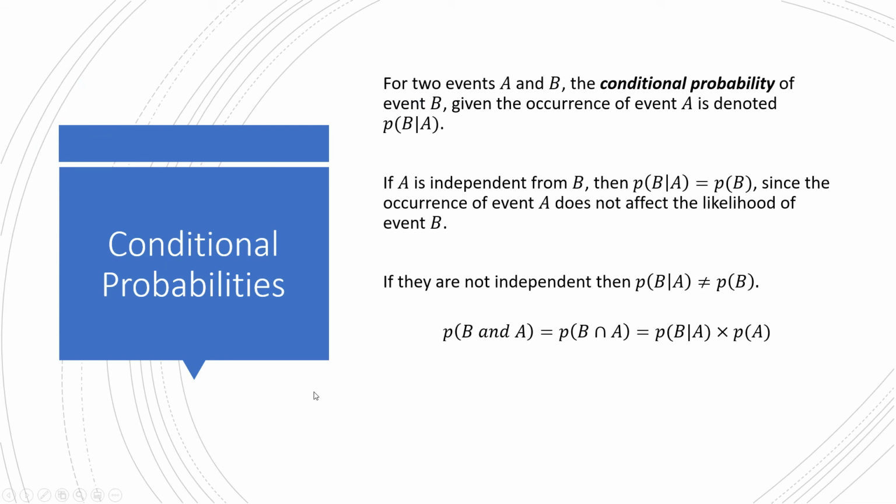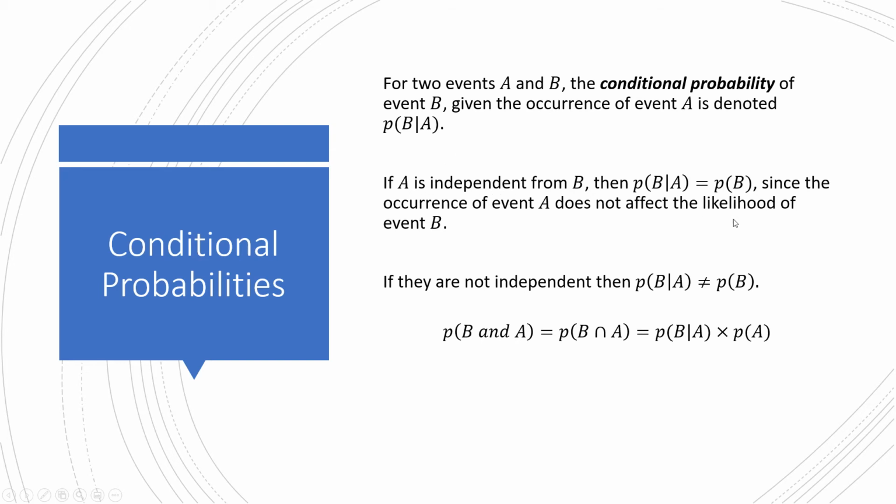So conditional probabilities. This is what I was leading on to. When I said the king of hearts in the hand is not independent from the ace of hearts in the hand, we'd need to consider the conditional probability for this. So B given A is a way to write the probability of B happening when A happens. So A has happened, what's the probability of B given A?